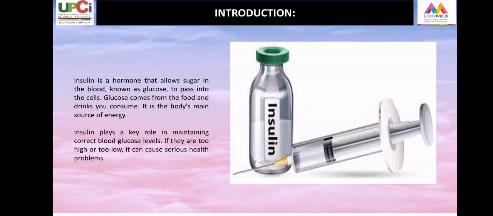Glucose comes from the food and drinks we consume, and the body makes it into energy. Insulin plays the role of maintaining the correct blood glucose levels in the liver. It cures serious health problems.